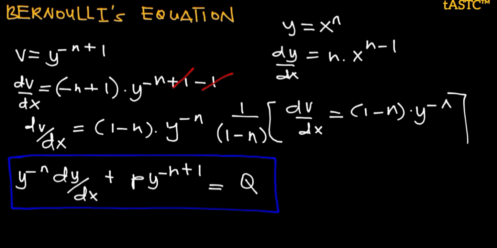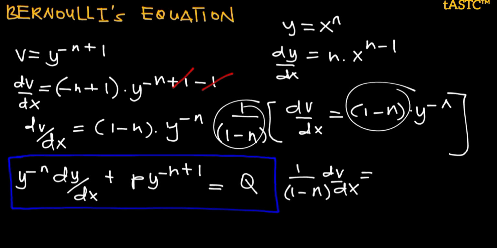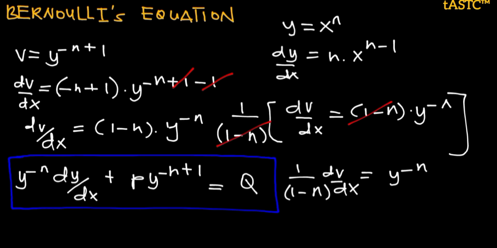So this is what you have. Now, if I multiply this by this, that will give us 1 divided by 1 minus n dv dx. And on this side, if I took this and multiplied it with this, that is going to cancel these out. So we would just have a y to the negative n. So that is what you're going to have.